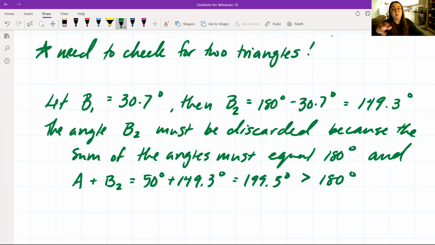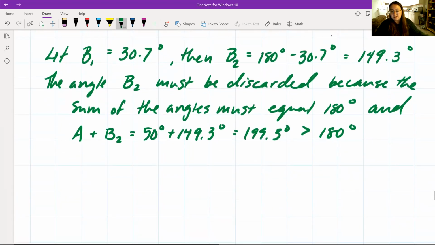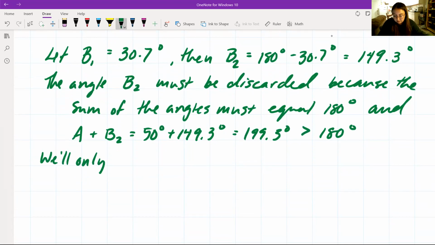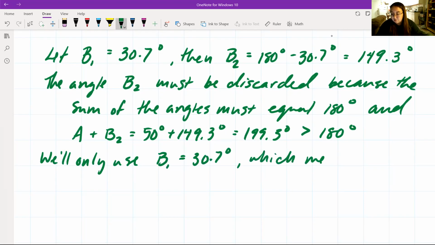This means that there's no room left over for any missing angles, which we know can't be true because there has to be 3 angles since it's a triangle. So that's how we can determine that our other angle B has to be removed. B sub 2 is not going to be used. We'll only use our angle B sub 1, which was equal to 30.7 degrees, which means we just have one triangle.